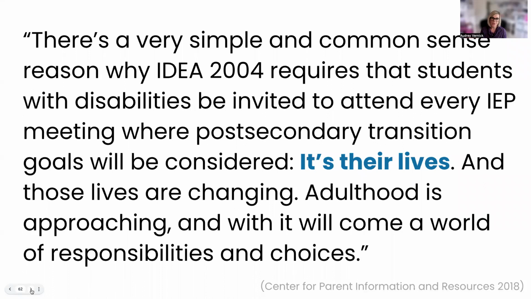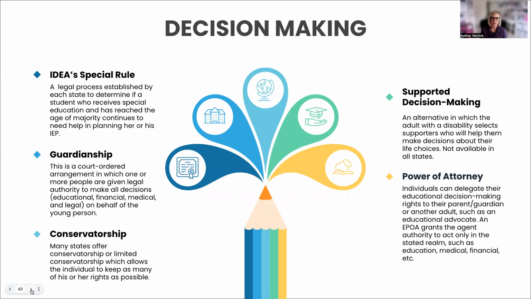This is part of why students should be invited to every IEP meeting. It's their lives. We want to make sure they understand that adulthood is approaching. We want to make sure they understand what changes are going to happen once they turn 18. Very, very important that we include the primary stakeholder in all of these conversations about decision making.